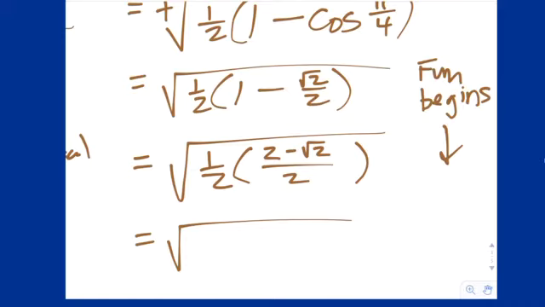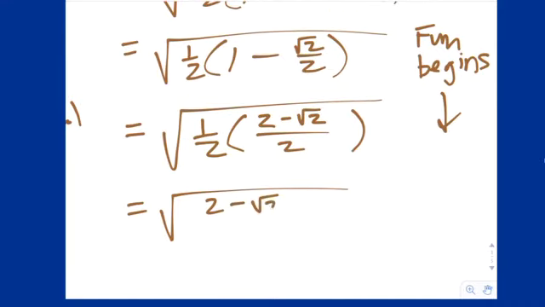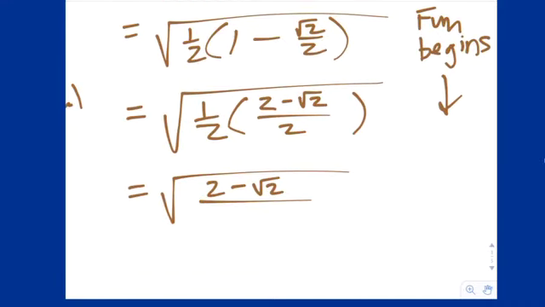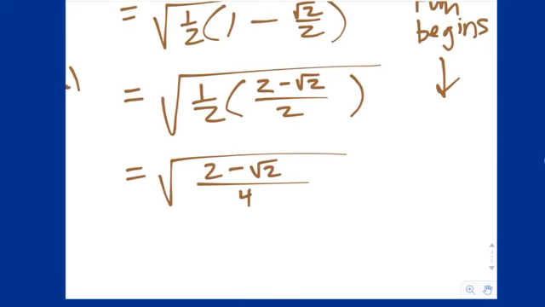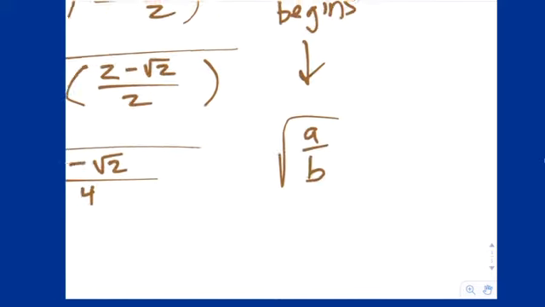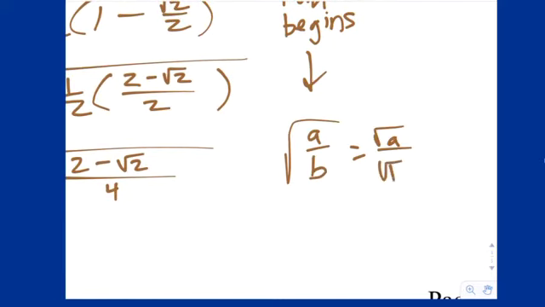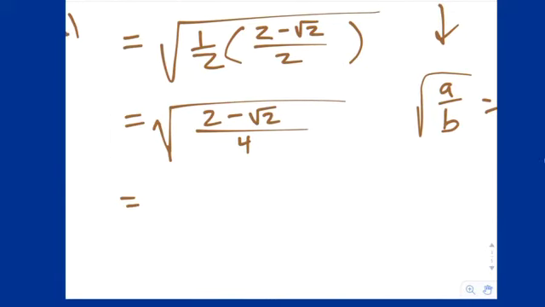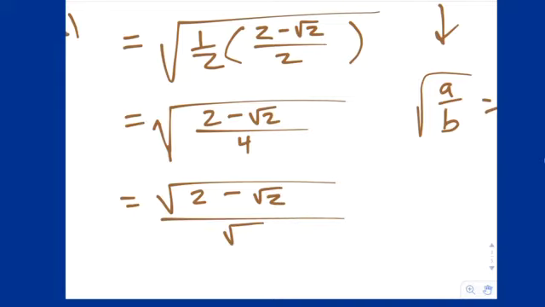So 1 times the numerator gives us the new numerator. And in the denominator, 2 times 2 is 4. Now you got to be careful with your radical here. This radical still encompasses the whole thing. So we still have a fraction under the radical, which is no good. But now since we have a single fraction, we can use the property that says the square root of a over b is equal to the square root of a over the square root of b. So we'll give them each their own radical. So that is now the square root of 2 minus the square root of 2 all over the square root of 4.